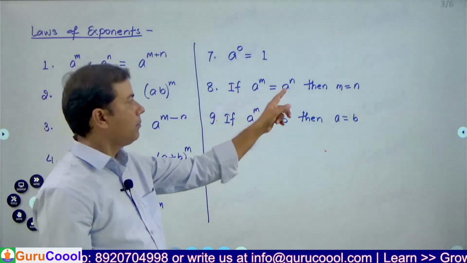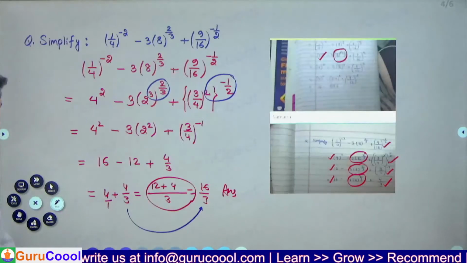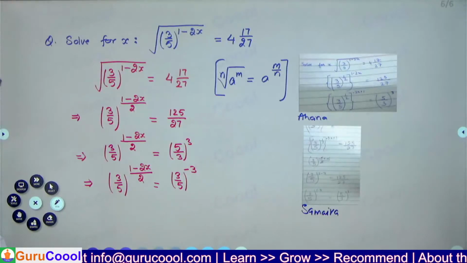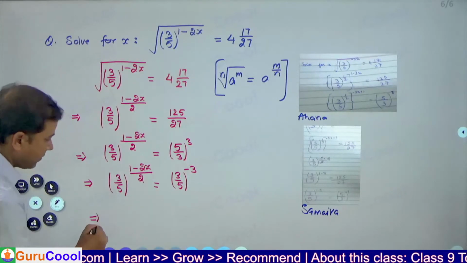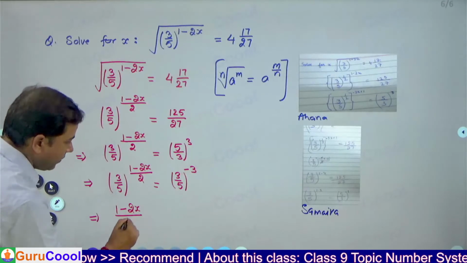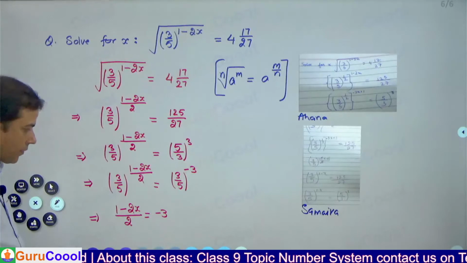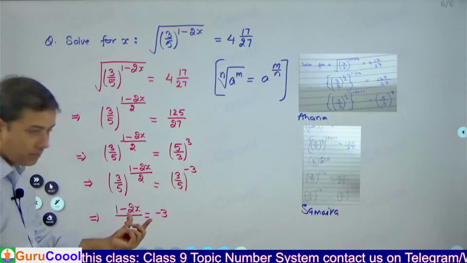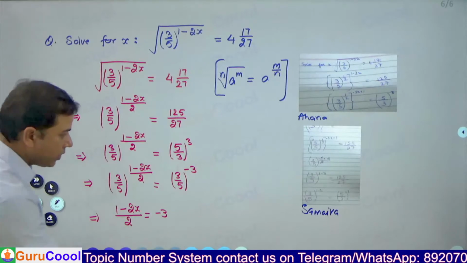If we have same bases on both sides, we can directly compare their powers. We have the same bases here, so let us compare their powers. (1 minus 2x) divided by 2 is equal to minus 3. We compared their powers together. We left the same base. We don't need the base now.